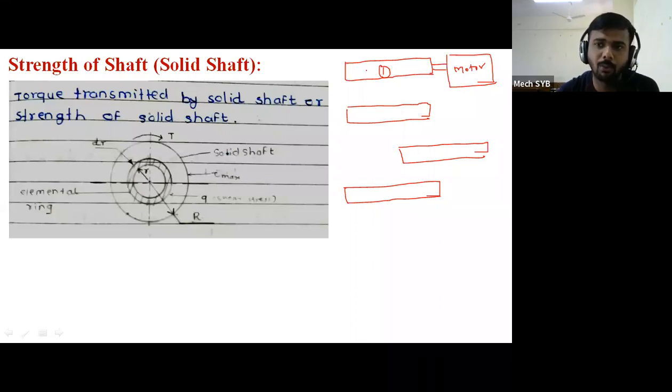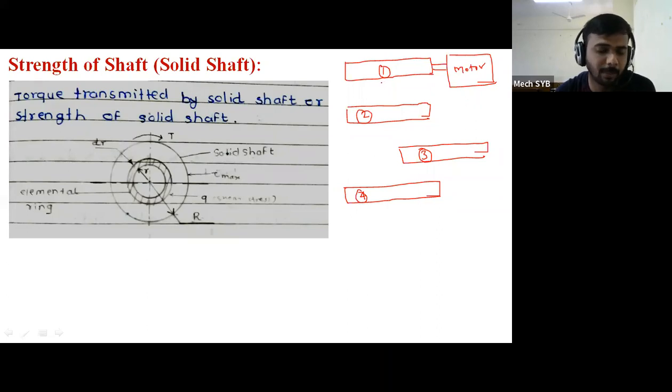Now, if I have to transmit the power of shaft number 1 to shaft number 4, or transmit the power of shaft number 1 to shaft number 2 and then to shaft number 3, initially there is no contact between shaft numbers 1, 2, 3, 4. Only the motor is started and shaft number 1 is rotating.